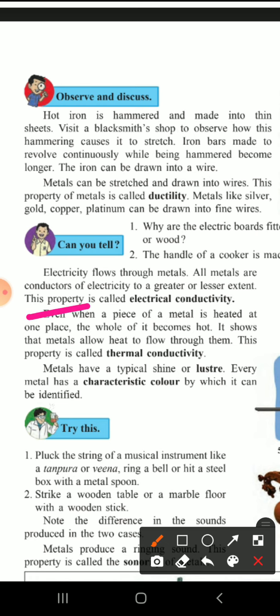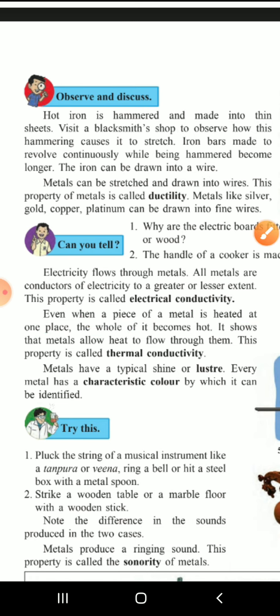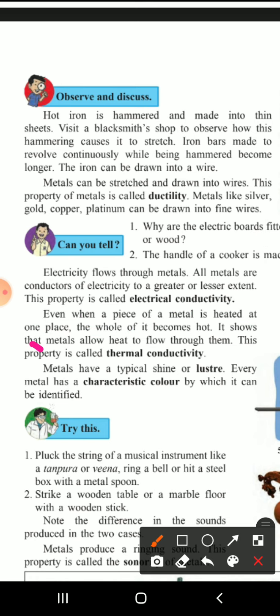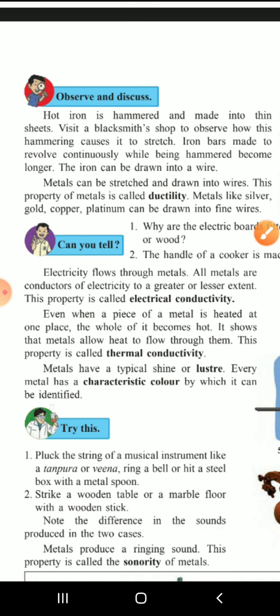When a piece of metal is heated at one place, the whole of it becomes hot. It shows that metals allow heat to flow through them. This property is called thermal conductivity. Metals have a typical shine or luster. Every metal has a characteristic color by which it can be identified.